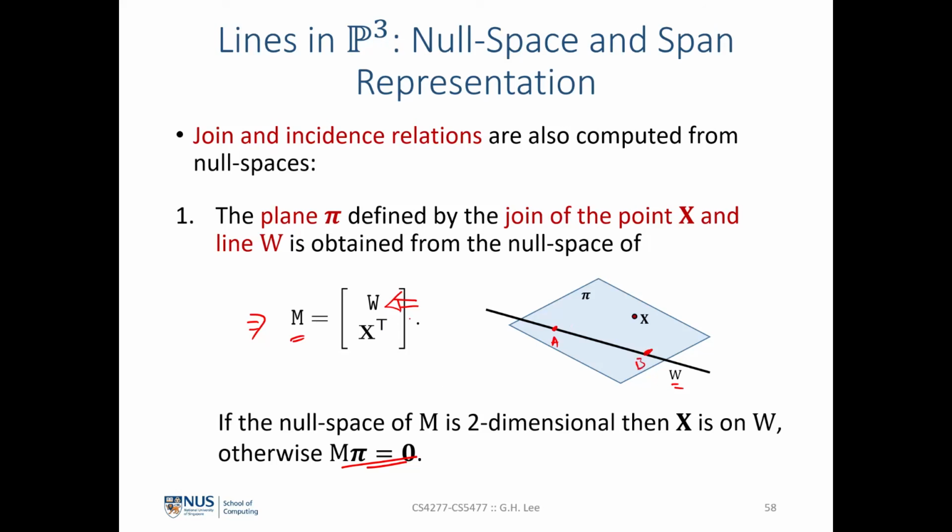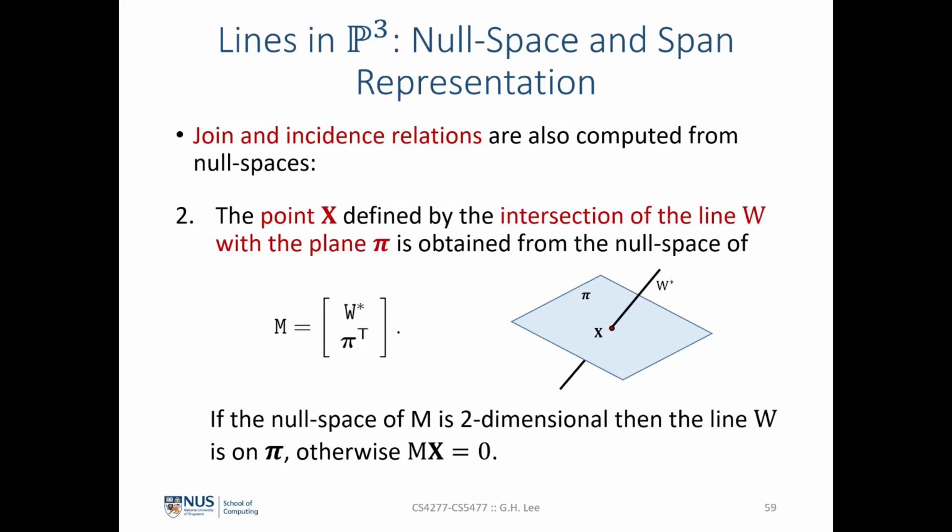This means that M over here is actually equal to A transpose, B transpose, and X transpose, defined by these 3 points, A, B, and X. And therefore, these 3 points, A transpose, B transpose and X transpose, multiplied by pi should give us 0, since these 3 points are lying on the plane itself. And the duality of this also holds.